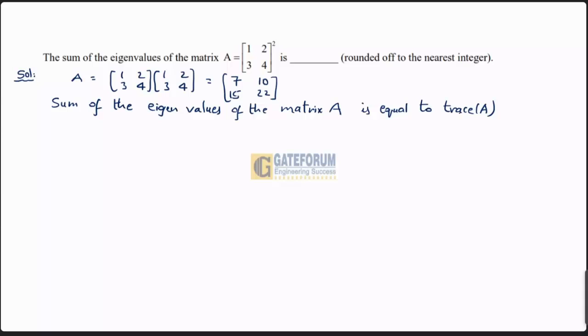Using properties of eigenvalues, trace A is equal to the sum of the diagonal elements, 7 plus 22, is equal to 29. So the answer is 29. This is end of the question.